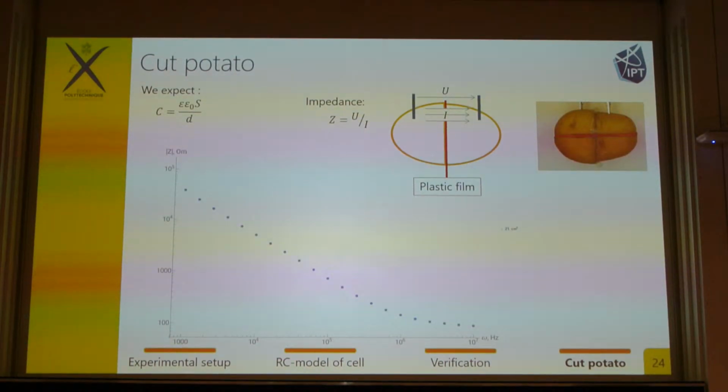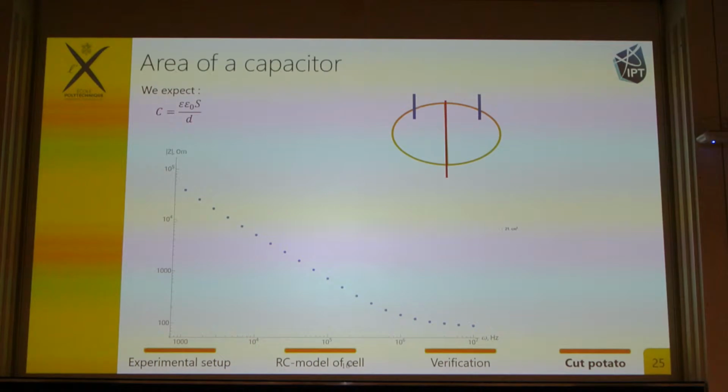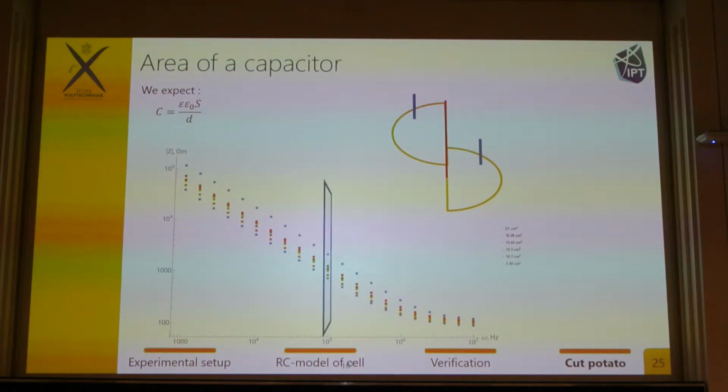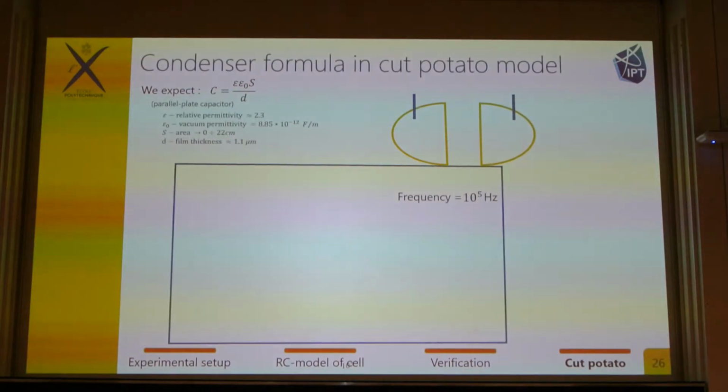But is it actually a capacitor or not? It's very simple to verify. We will just change the surface here. Each time we'll change the surface many times with different surfaces, and to verify it, we'll just go for one frequency. Okay, we go for this frequency, and what we get in the end is this: these are our data points, and this is our theoretical prediction. So this is just a capacitor model. We can predict the changes, and so we can predict what is happening with the cut potato.